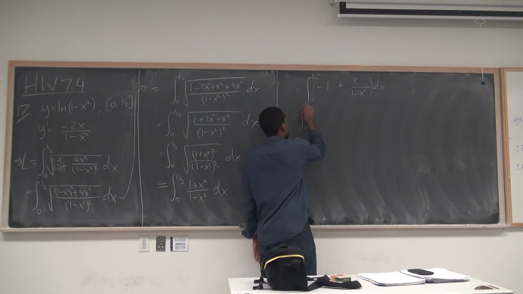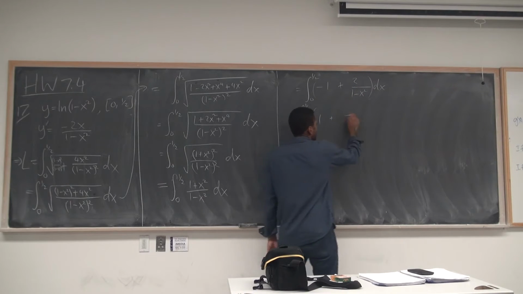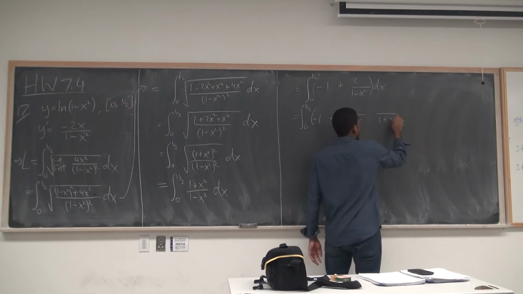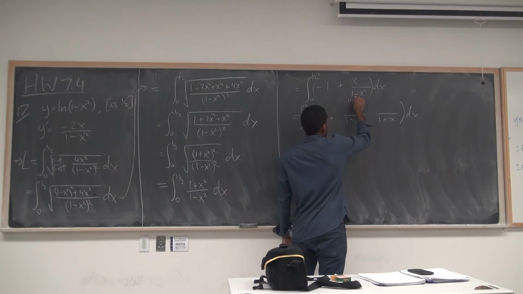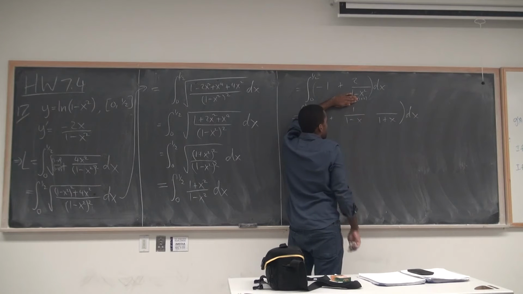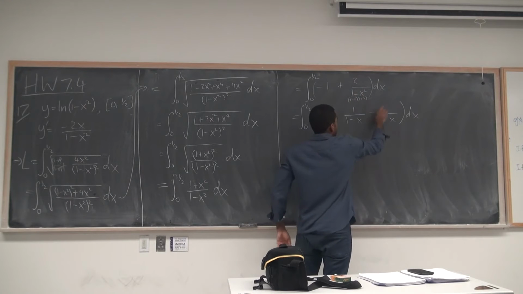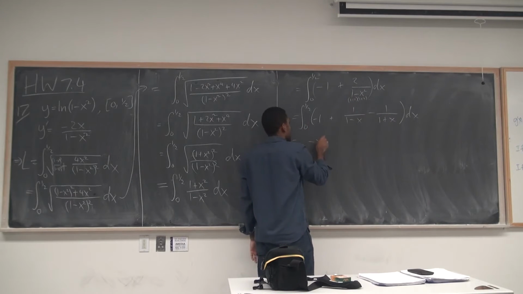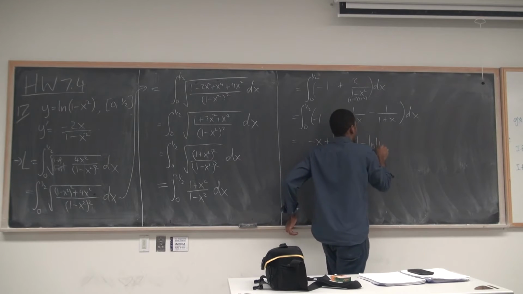And this is from 0 to 1/2 of minus 1 plus 2 over 1 minus x squared. How do we do this guy? Partial fraction is going to be a 1 minus x and a 1 plus x. What goes over the 1 minus x? Right, so this is 1 minus x times 1 plus x. So 1, if I plug it in here, I would get 2 over 2, which is 1. If I plug in a minus 1, I get 2 over minus 2, which is a minus 1. So this is just minus x plus ln of 1 minus x minus ln of 1 plus x.